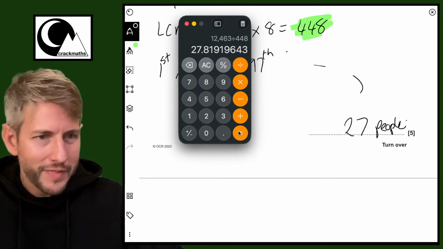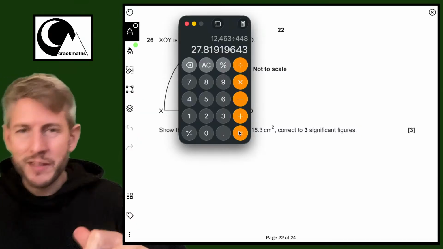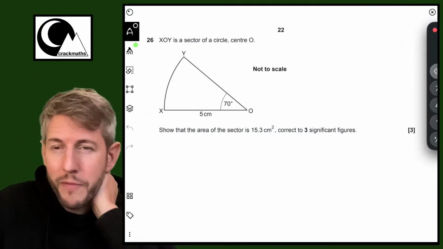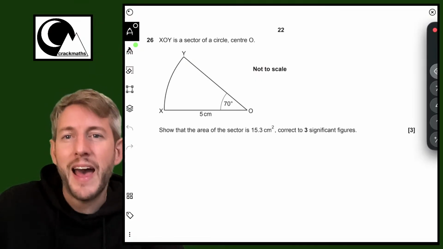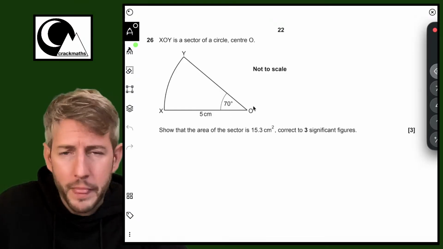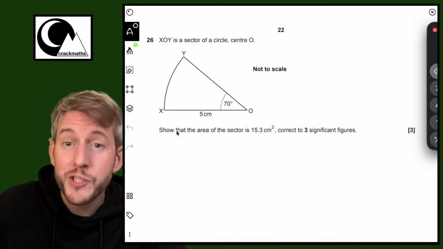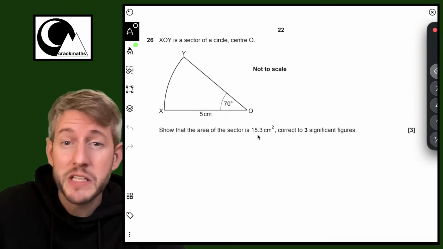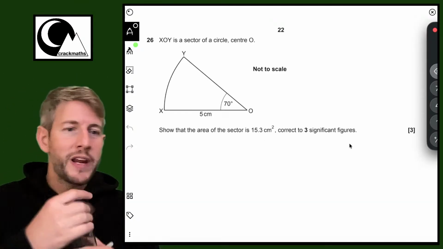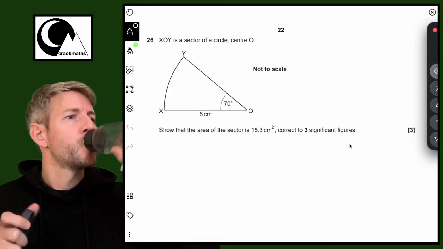Right, okay. Let's have a look at question 26 and go from here. So here we go, we've got question 26, and this says XOY is a sector of a circle with centre O. Show that the area of the sector is 15.3 centimetres squared, correct to 3 significant figures.